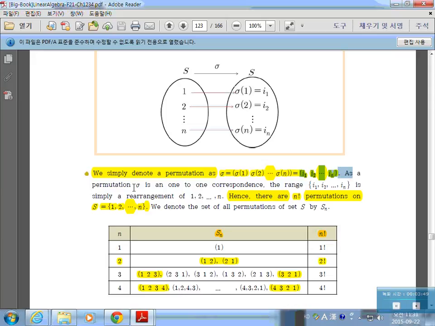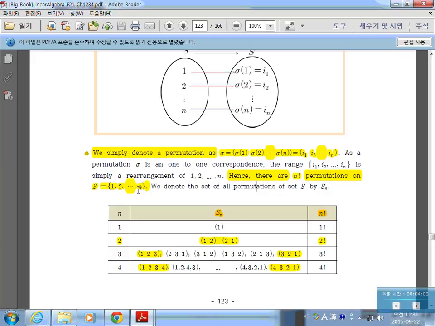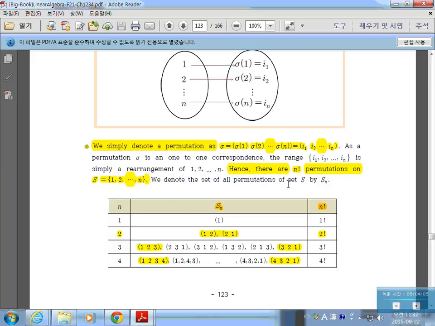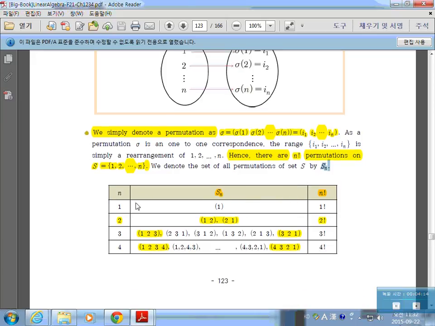Since a permutation sigma is a one-to-one correspondence, the range is simply a rearrangement of the natural numbers from 1 to n. Hence, there are n factorial permutations on S. We denote the set of all permutations of S by Sn. When n is equal to 1, Sn has only one element: 1 goes to 1. For S2 there are two choices: 1 goes to 1 and 2 goes to 2, or 1 goes to 2 and 2 goes to 1. So there are only two permutations, 2 factorial.